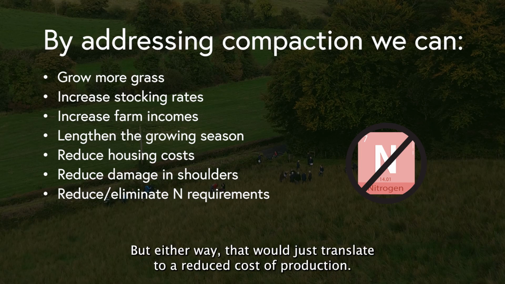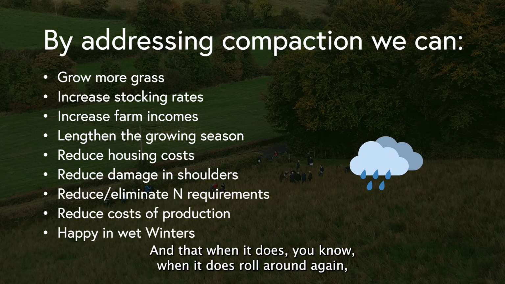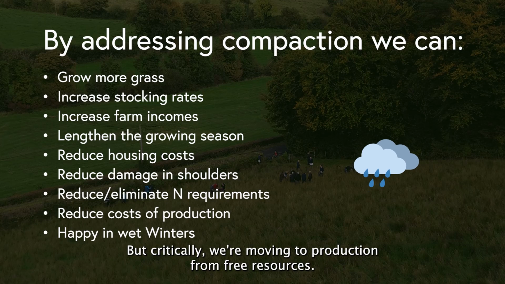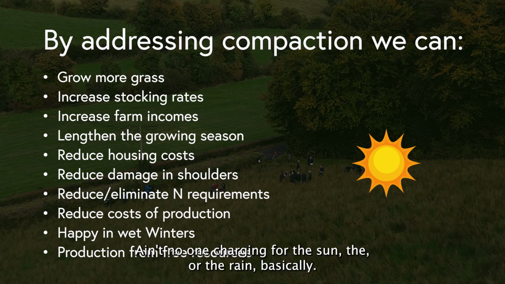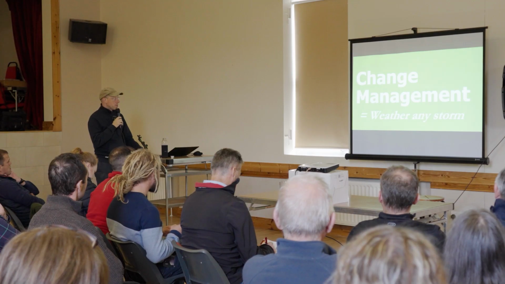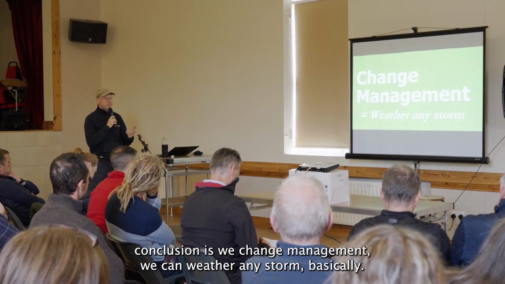Either way, that will translate to a reduced cost of production, and when winter does roll round again, it's not going to be a big deal. But critically, we're moving to production from free resources. Ain't no one charging for the sun, the air, or the rain. So the more you turn that into grass production, the more we're delivering meat from grass. So essentially that's my conclusion here. If we change management, we can weather any storm.